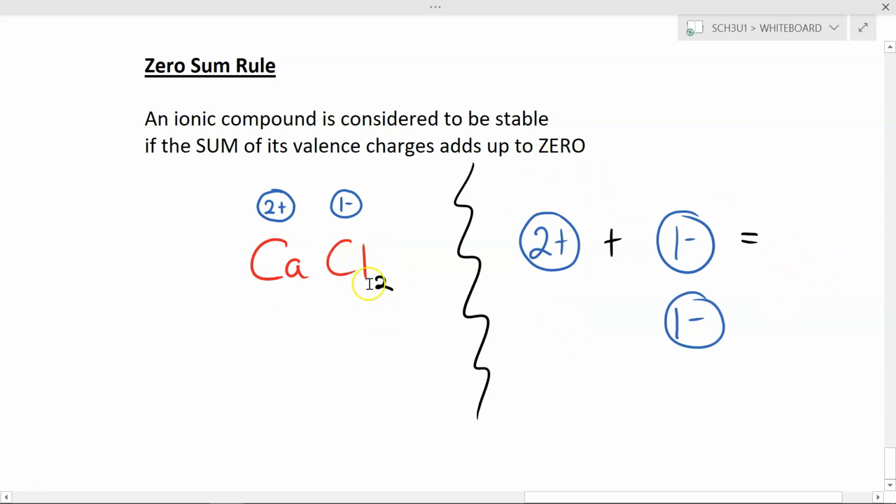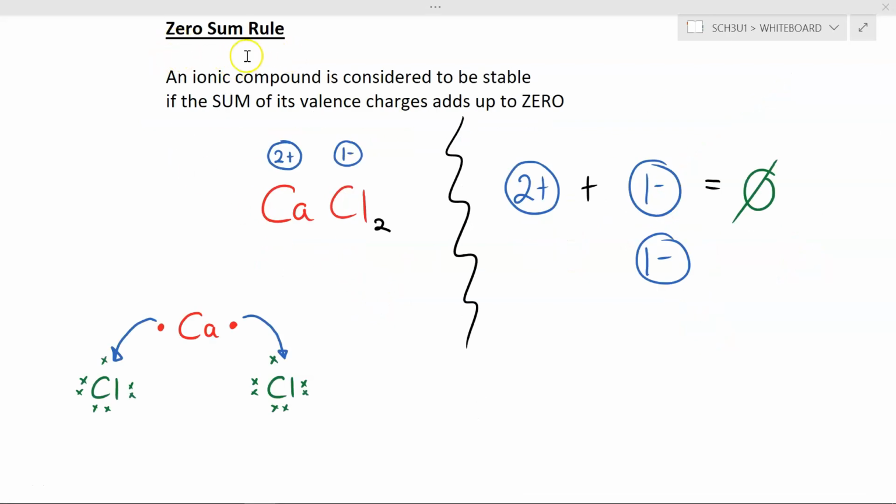So what if I tried having 2 chlorines? Well, with 2 chlorines, I will now have 2 valence charges of 1-. And when you add a 2+ with a 1- and another 1-, you end up with a 0. And that tells us that this chemical formula with these subscripts, these numbers down here, is correct. And that's what the zero-sum rule does. It helps us to keep track of how many electrons are being lost and how many electrons are being gained.